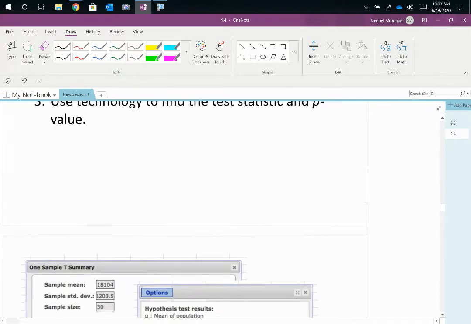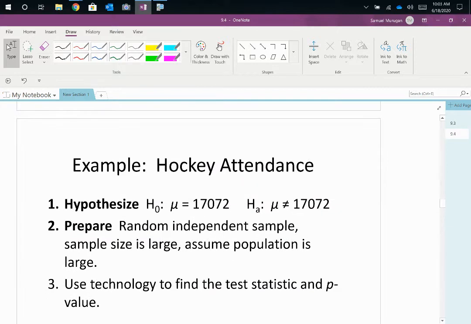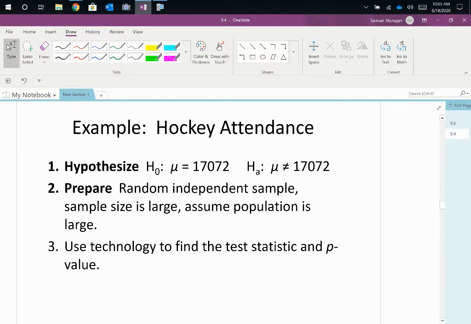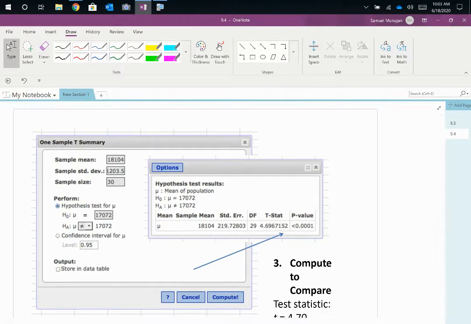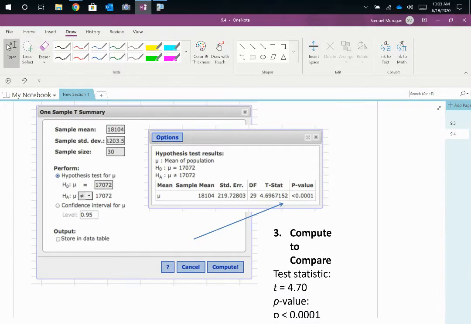So let's see how they did this problem. First, they hypothesized that the mean is 17,072, or not equal to 17,072. Prepared a random independent sample. Sample size is large, assuming the population is large, and then we used the technology to find the test statistic. So I want to show you how to use the technology to do this and how they got this answer.